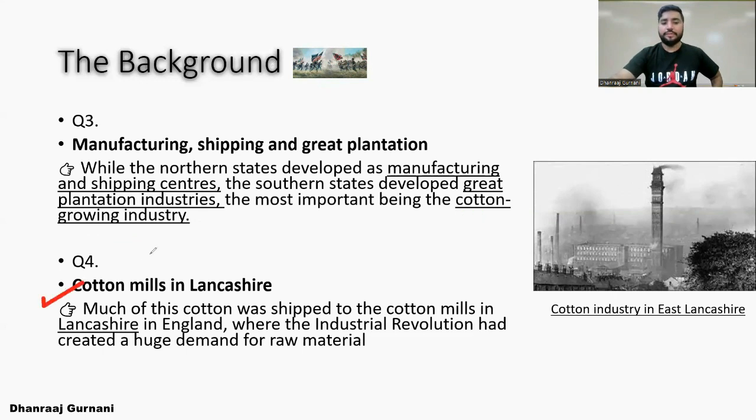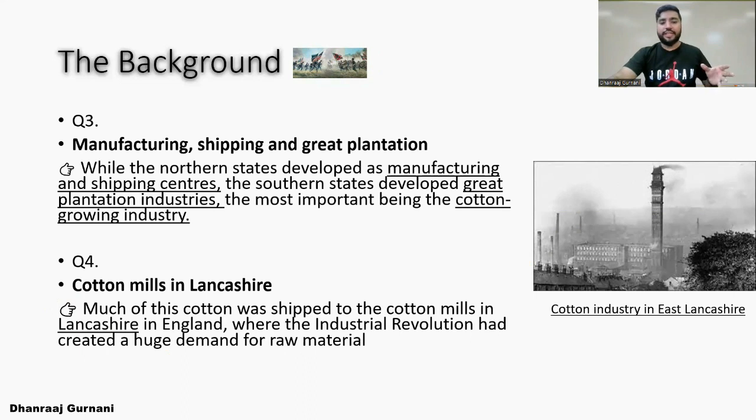Question number 4, cotton mills in Lancashire. Much of this cotton, which was grown in the South, was shipped to cotton mills in Lancashire in England. Here is a photo. There were cotton mills in England because the industrial revolution had happened and was growing. The industrial revolution had created huge demand for raw material.